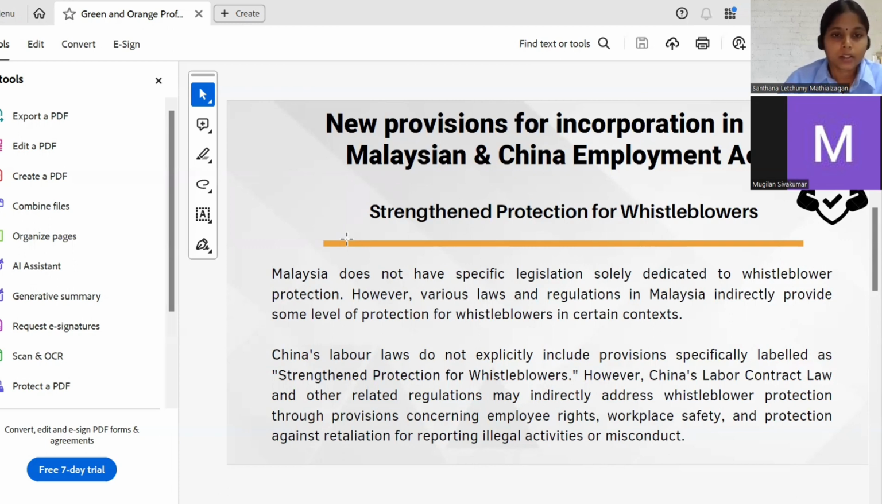When we look into China's employment law, it does not explicitly include provisions specifically labeled as strengthened protection for whistleblowers. Whistleblower protection in China may also be covered under broader legal frameworks related to transparency, anti-corruption, or administrative regulations aimed at promoting accountability and integrity in the workplace.